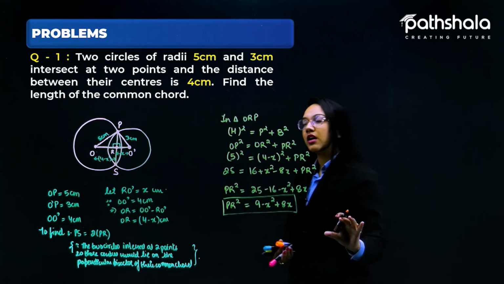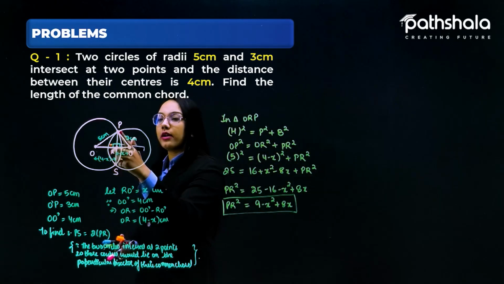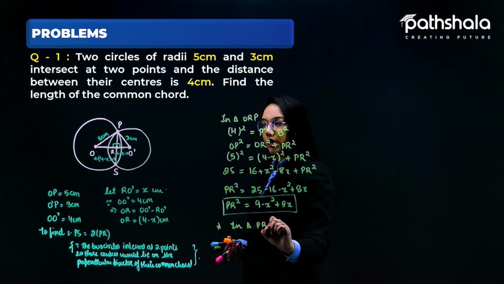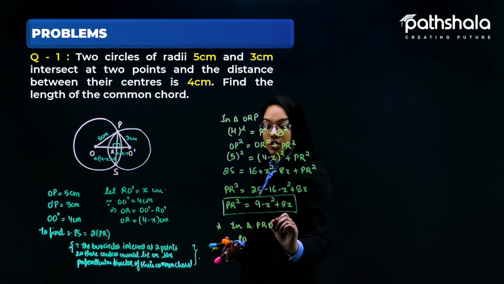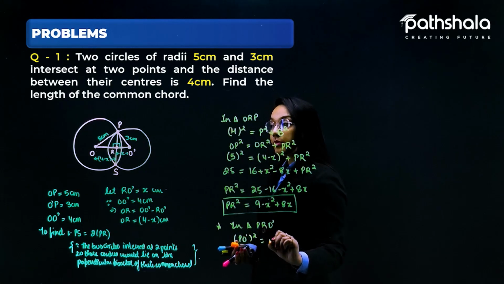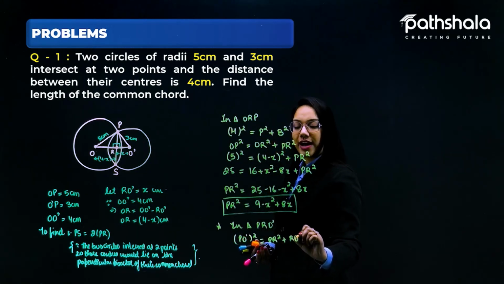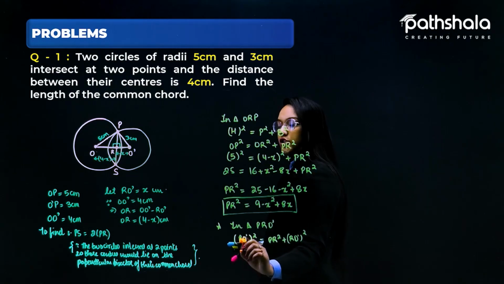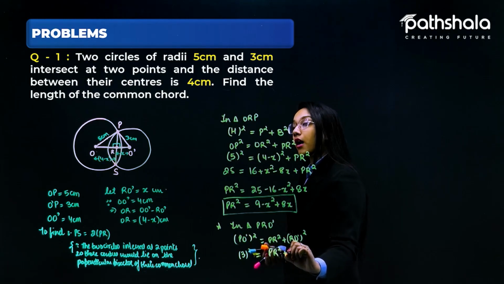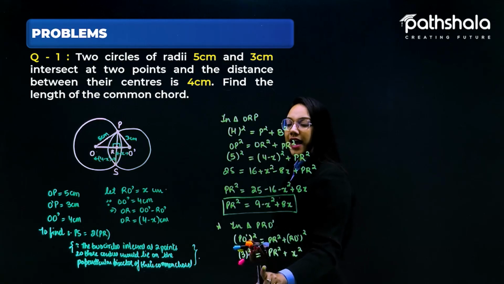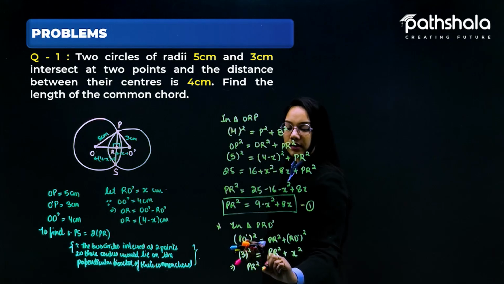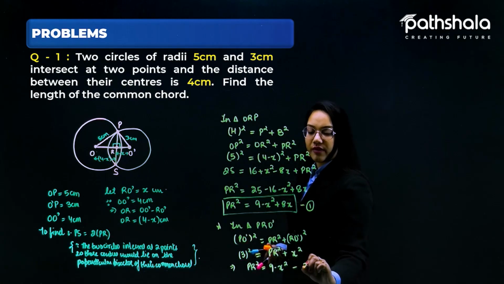Now again, using the other triangle, which is the triangle PRO', similarly in the triangle PRO', we know that PO' square is PR square plus RO' square. Now let's plug in the values. This is 3 square, which is equal to PR square, and RO' square is X square. Let's call this equation 1. From here we can calculate the value of PR square as 9 minus X square. Let's call this equation 2.